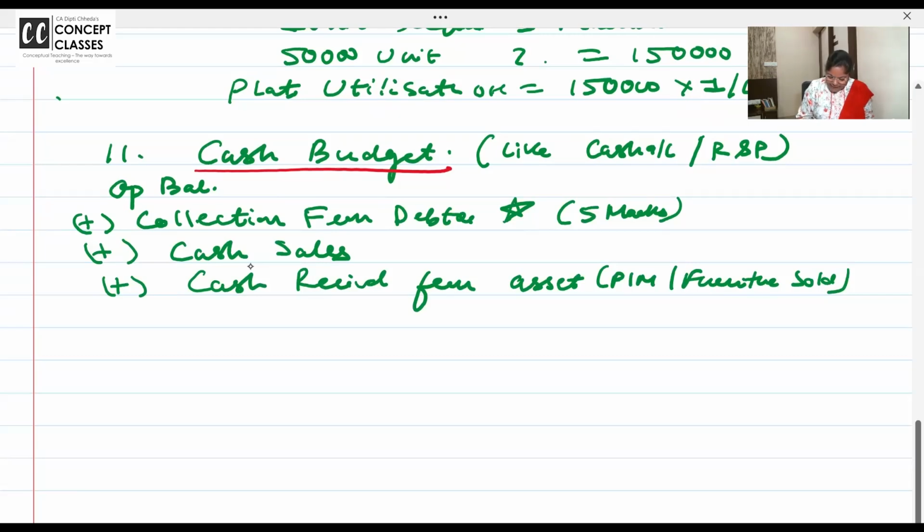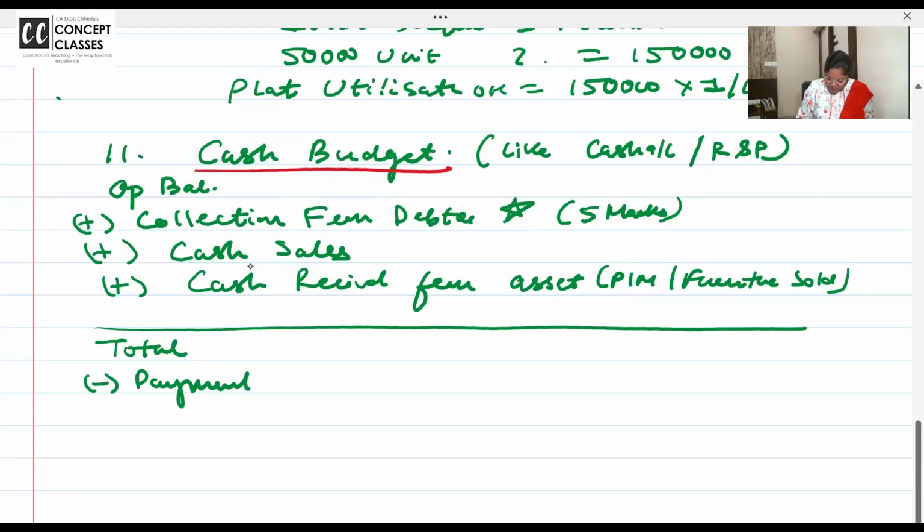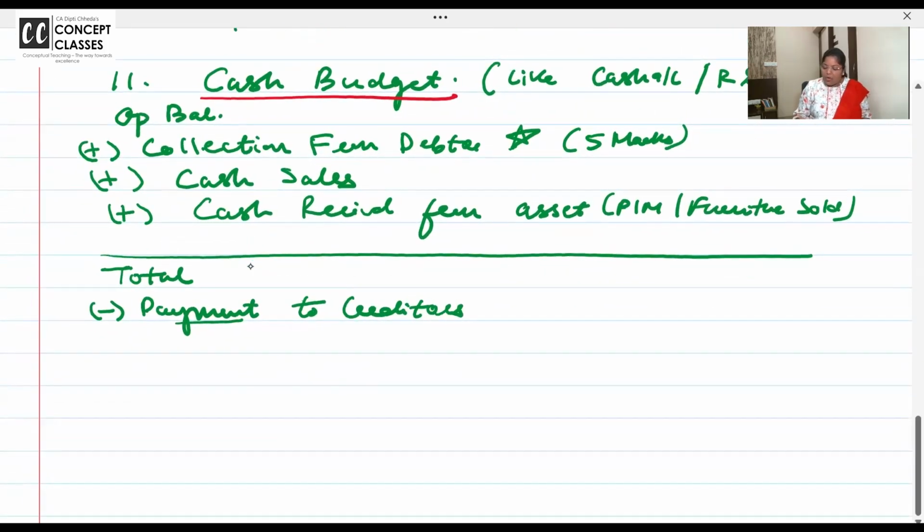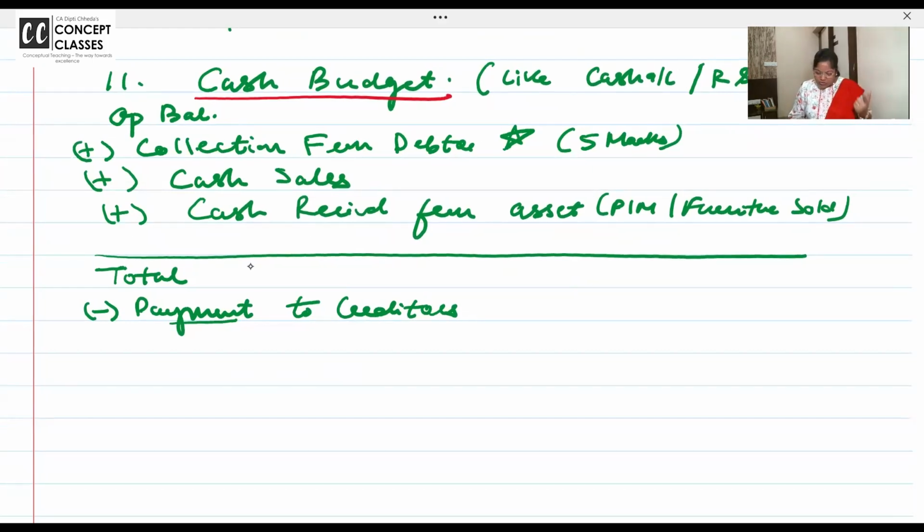And now minus payments. In payments, the first thing is payment to creditors, from whom you are buying. How much you are purchasing will go in the income statement. How much you are making payment is what counts here. Payment to creditors. Cash purchases.